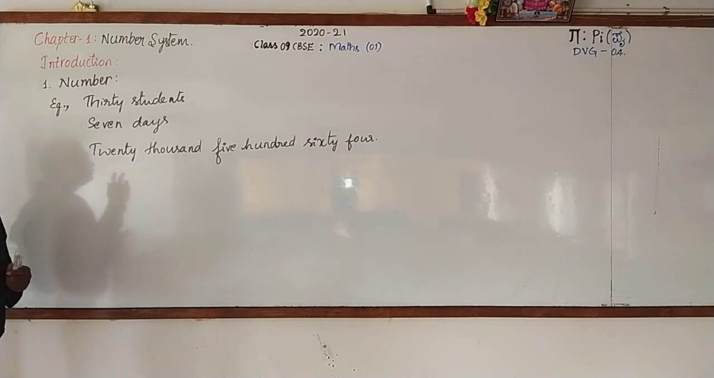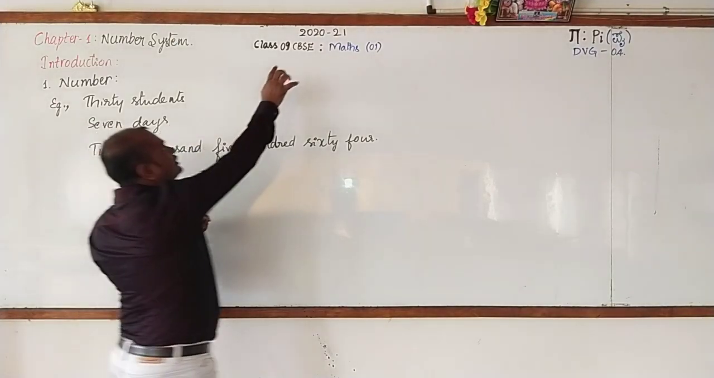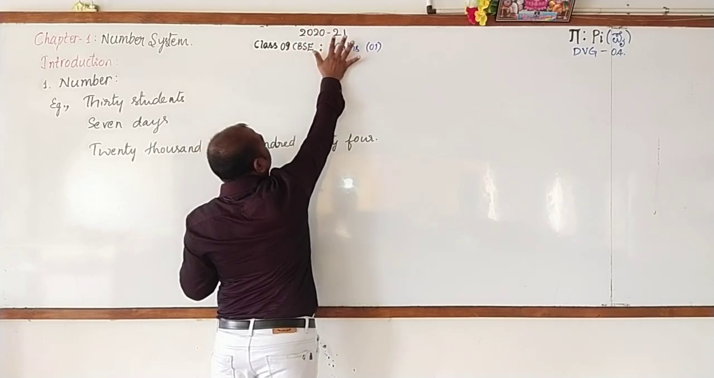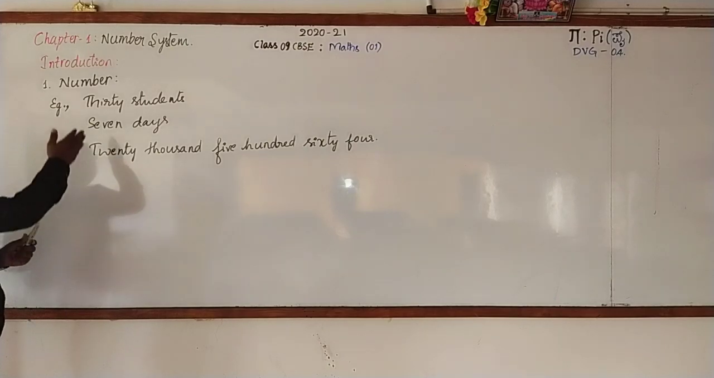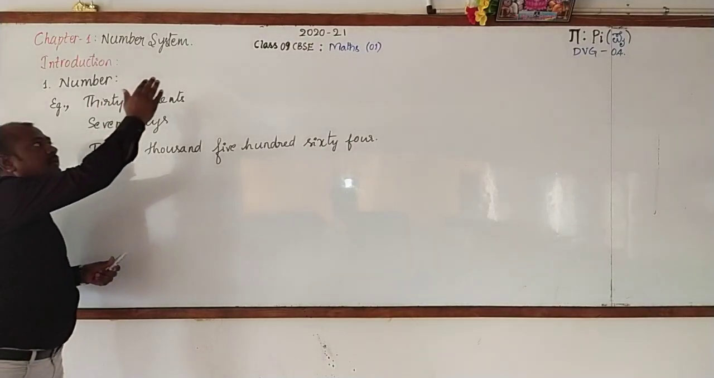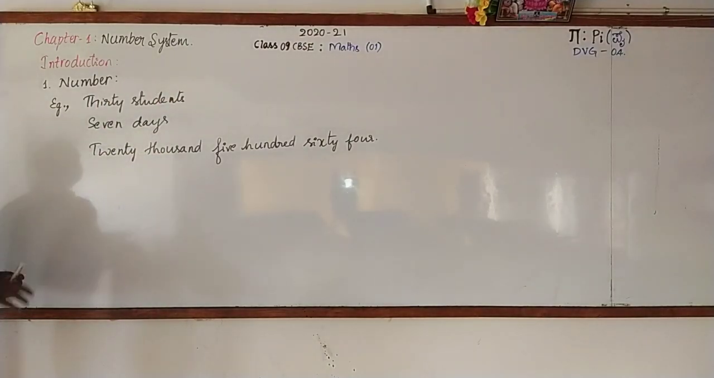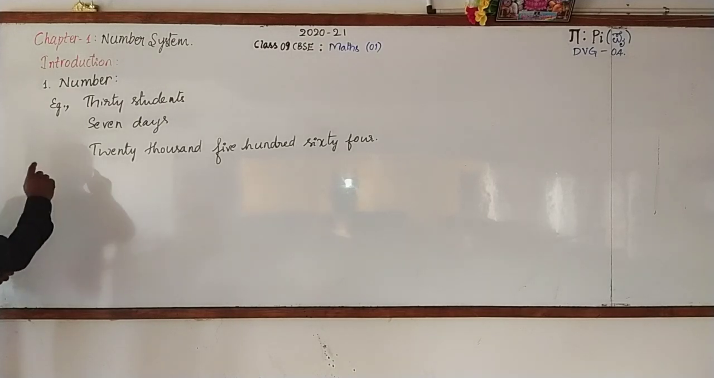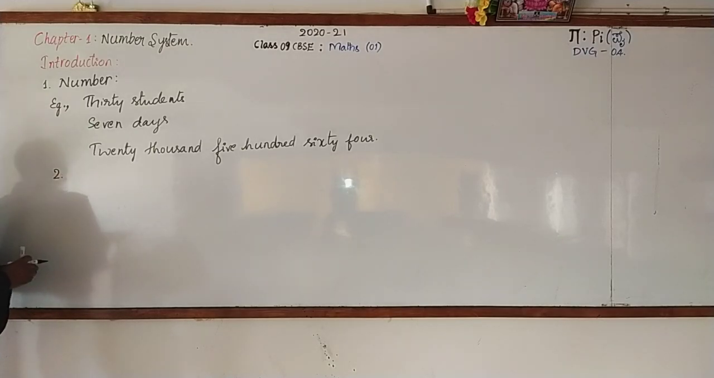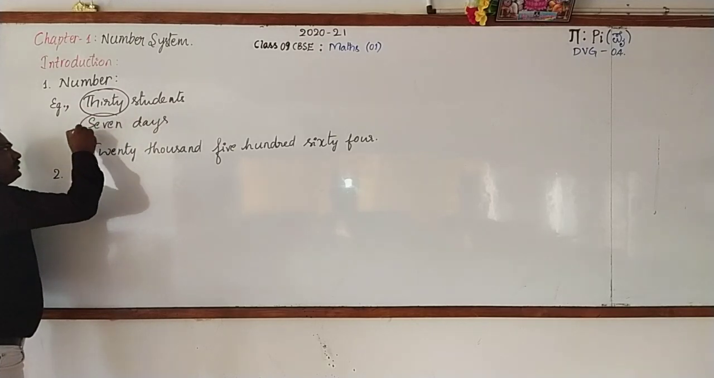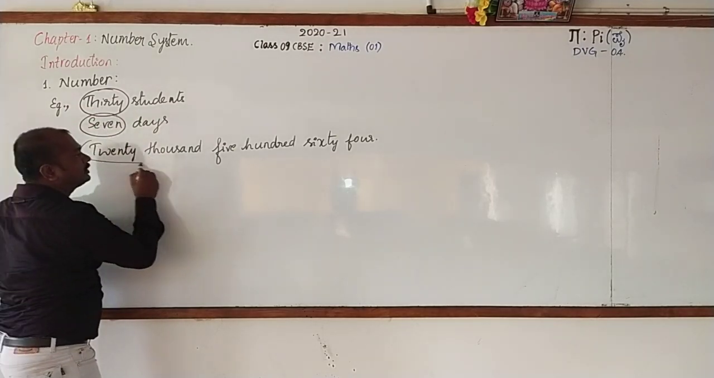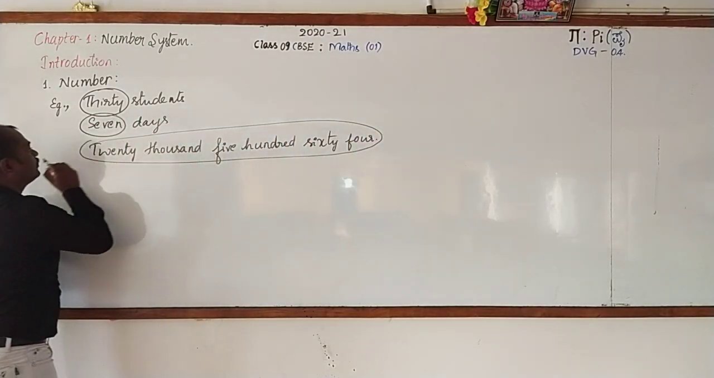Then you may be thinking that a number means it will be like this: 2020, 21, 9. Then what are those? If these are the numbers, what are those? Now let me clarify that. Please listen and observe whatever I am going to write. Here I have written the numbers 30, 7 and 20,564.